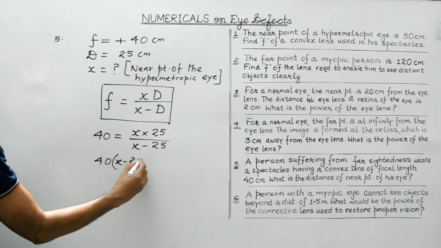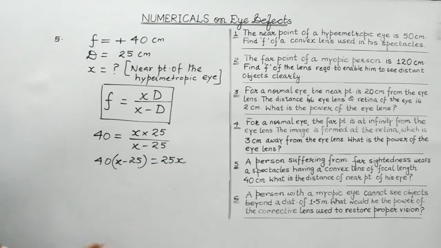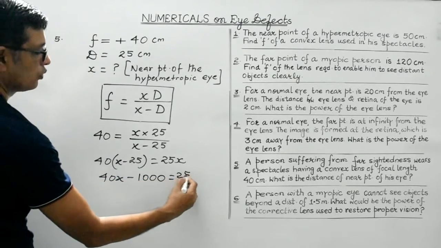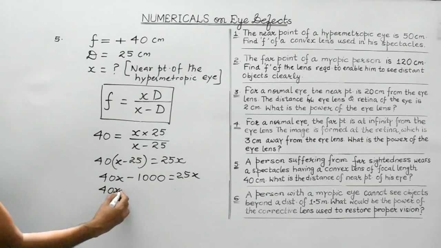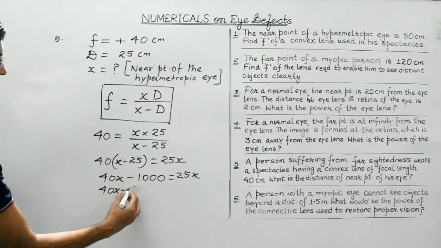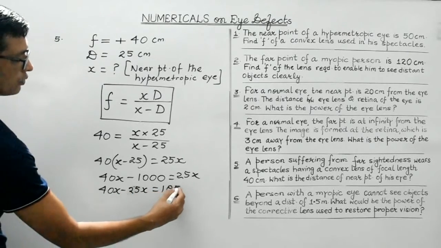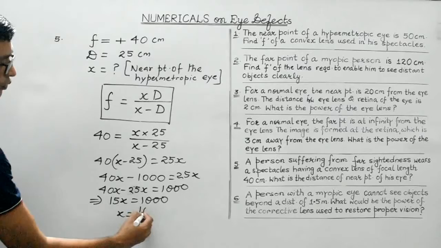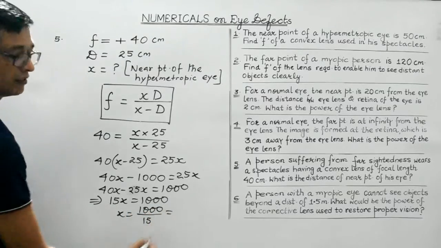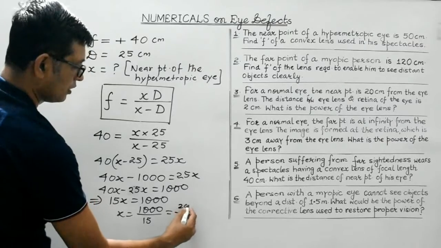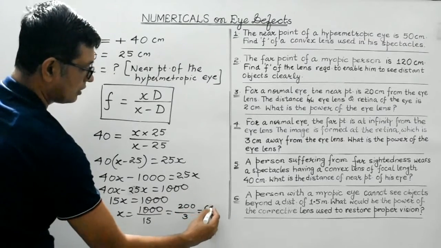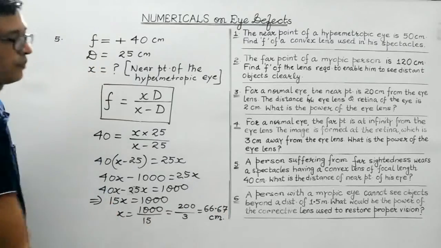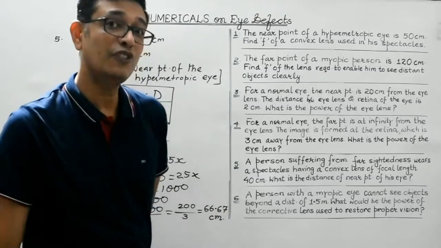Let's solve it. 40 into X minus 25 is equal to 25X. So that will give us 40X minus 1000 is equal to 25X, which in turn will give us 40X minus 25X is equal to 1000, which further implies that 15X is equal to 1000, or X would be equal to 1000 divided by 15. So it will be 200 divided by 3, so it will be 66.67 centimeters. So this must be the distance of the near point of his eye.